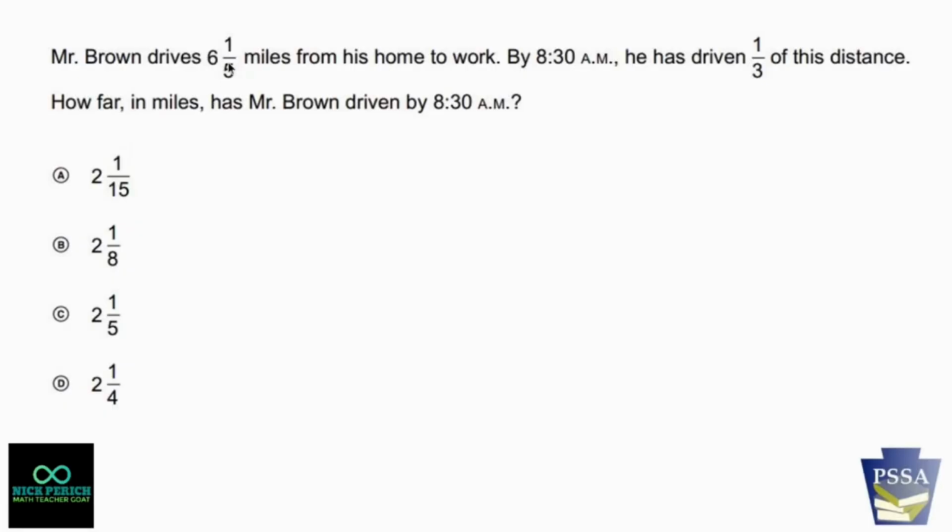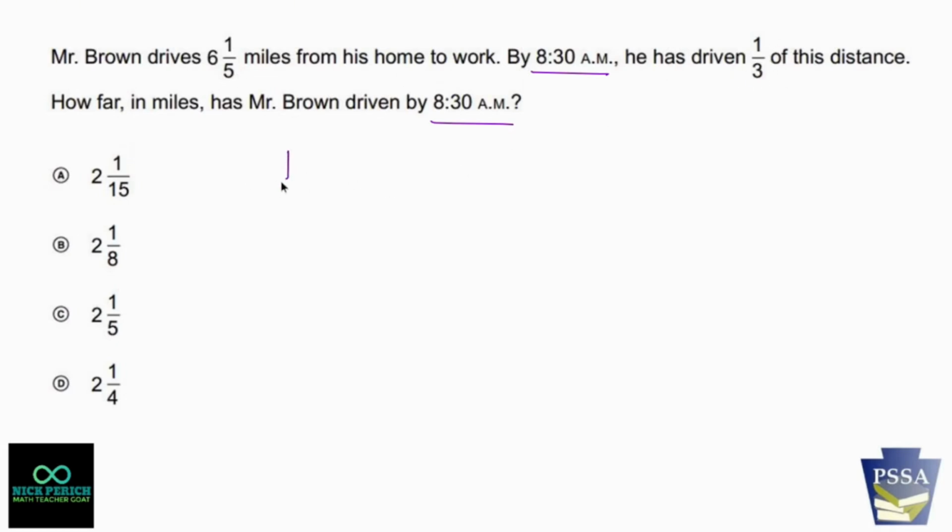Mr. Brown drives 6 1/5 miles from his home to work. By 8:30 a.m., he has driven 1/3 of his distance. How far in miles has Mr. Brown driven by 8:30 a.m.? So don't let the times here throw you off. That means absolutely nothing. He drives 6 1/5 miles and he drove 1/3 of that.